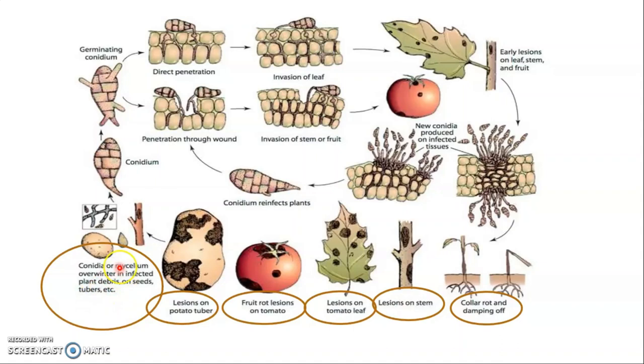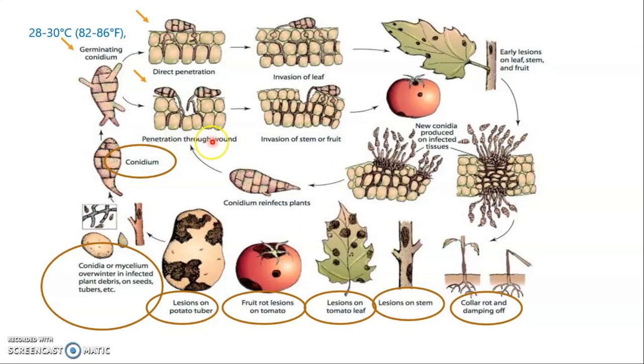They are there. So in the next season, when early blight finds a new plant, the conidia, the conidial spores of early blight disease, will germinate. And they will germinate if the temperature is about 28 to 30 degrees centigrade. When they germinate, they can infect the potato plants or tomato plants directly. That is called direct penetration. Or they can enter through wounds, penetration through wounds, so they can enter the plant through wounds or through direct penetration.